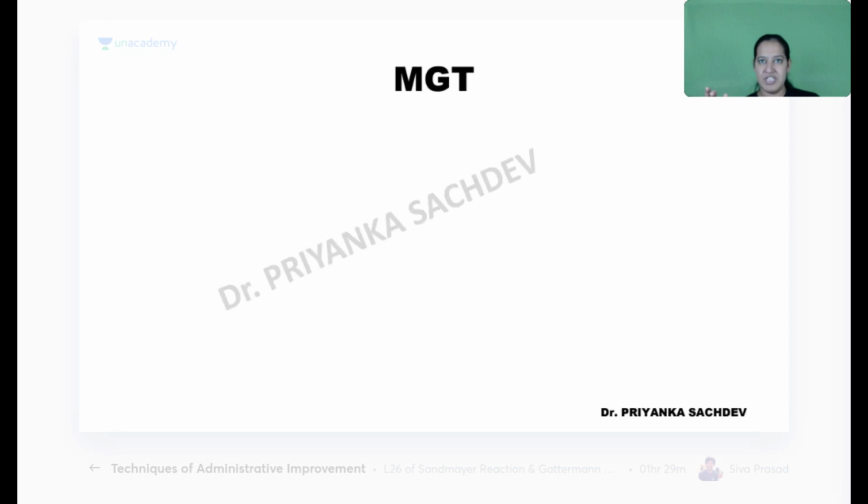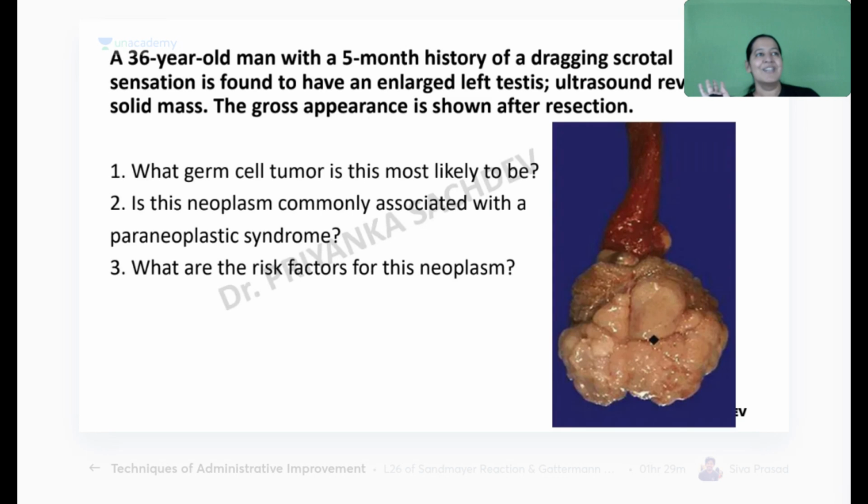Now some questions from MGT, then from FGT, then from general pathology. I will be a little bit faster. Done. So MGT, typical spotter. Look at the image. This is a testicular tumor. At 36, okay, age is important. Young patient, dragging sensation in the scrotum, having a left testis mass. This is the left testes, you can see, the entire left testes. So this is the mass inside the testes, and this is the normal testes, which is shifted to the periphery.